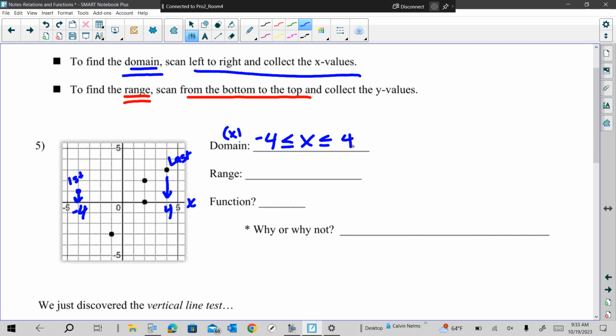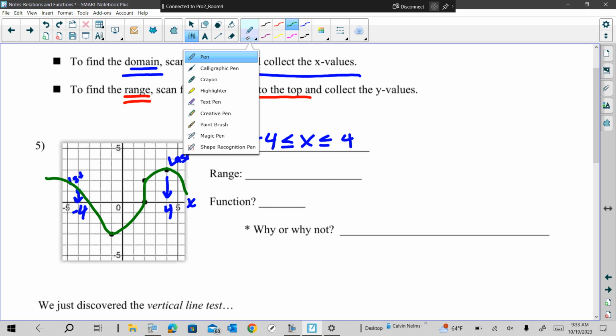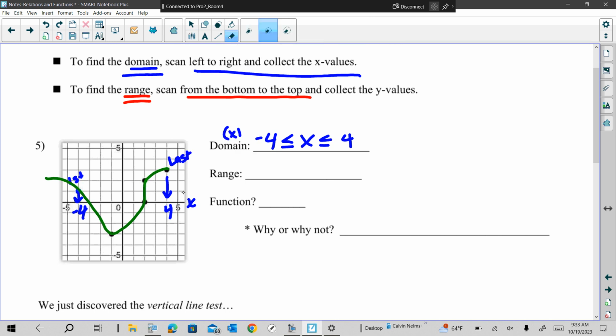Don't do this on your graph, but this is what I mean. If the graph is continuous, it means I wouldn't pick up my pencil, right? So let's say the graph started, went that way, went through, went like that. You see how that's continuous? That would be my range. Oops, actually I would need it to stop right here, sorry. That would be my range, like that. Okay, left to right.